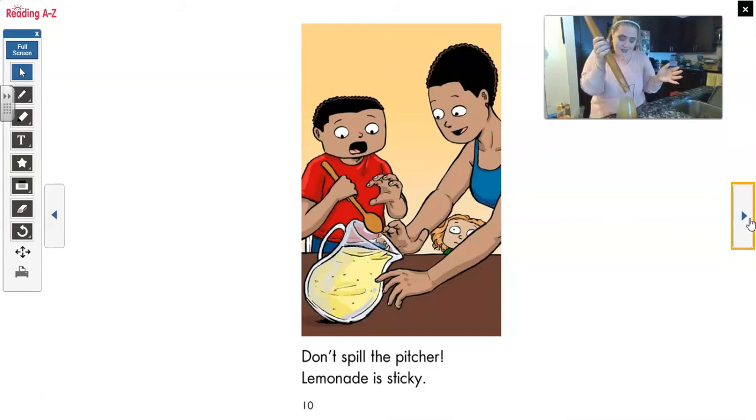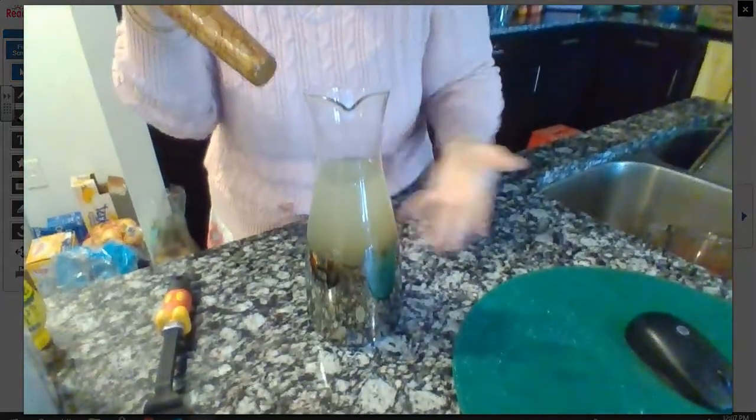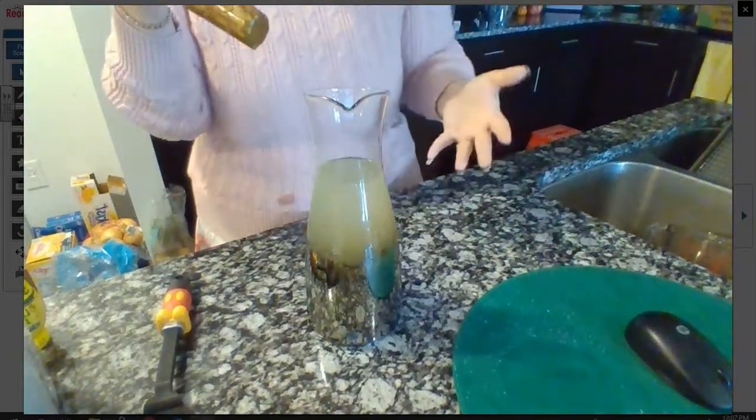Oh, it's so funny that they say that because I don't know if you noticed, but when I started stirring the lemonade, I got lemonade all over the counter. It seems like it's not just me who did that. The little boy did it in the story too. But it is sticky and now it's all over my counter. I'm going to have to clean it up.